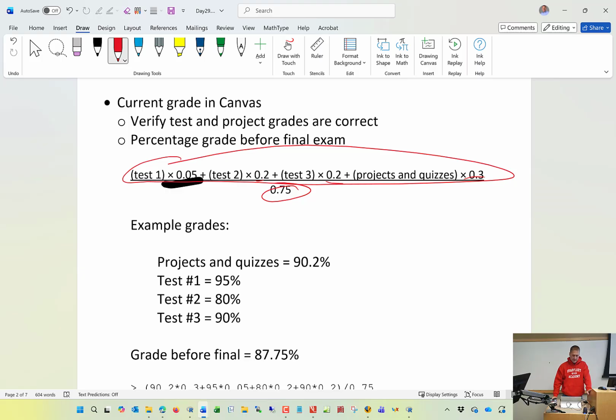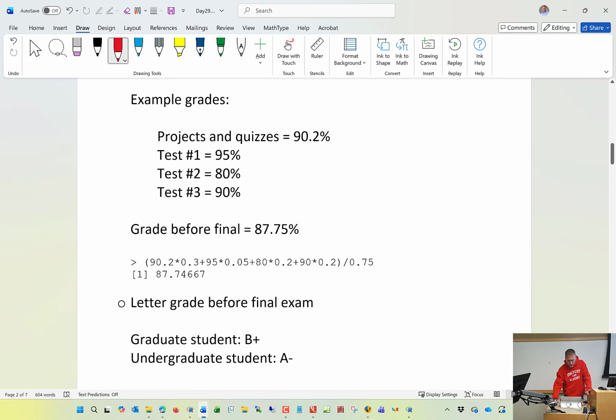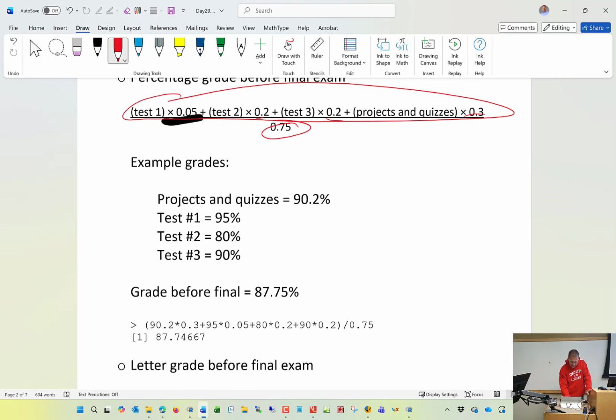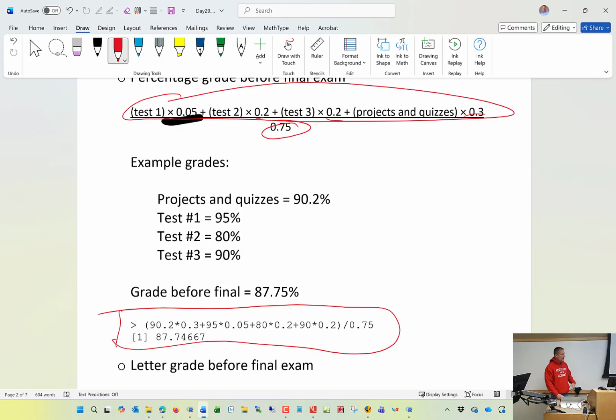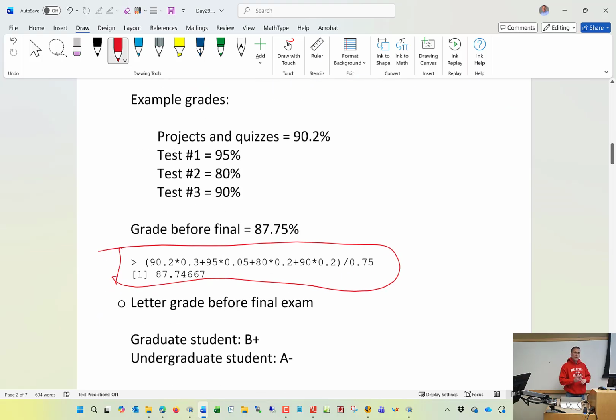Okay? So here's just a small example. I'm not going to go through all the details here. Of course, you can always take a look on the video too if you really want to go through all the details. With these grades, a student will get 87.75, which then corresponding to syllabus will be for a graduate student B+, undergraduate student A-.